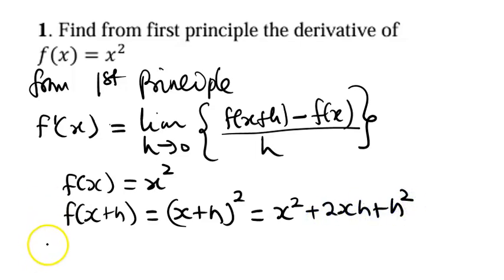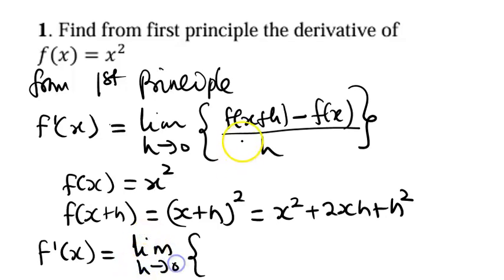Now we want to substitute it in the formula, which is equal to limit as h tends to 0. Now f of x plus h is this one. So let's put it in the bracket.